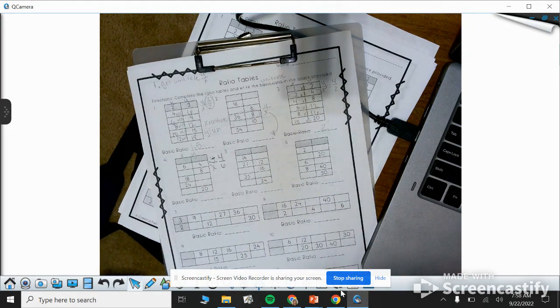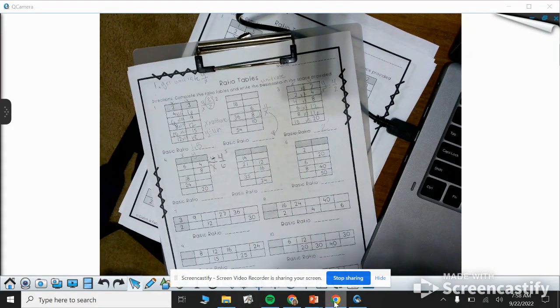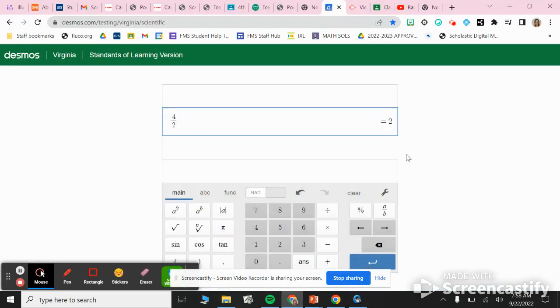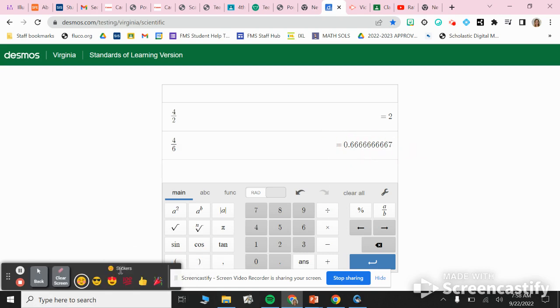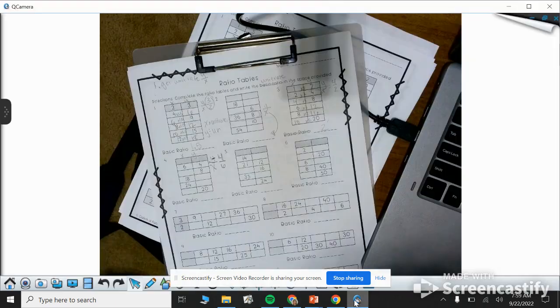I'm going to go to my Desmos and figure out what my unit rate is. 4 divided by 6. Ah! No, Miss Palmer, I hate it. This is so ugly. No, not a decimal. Don't do decimals. I'm just kidding. Yeah, guys, sometimes there's just going to be decimals, and that's my unit rate.